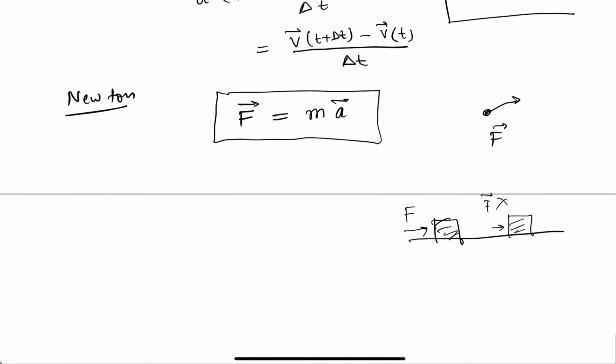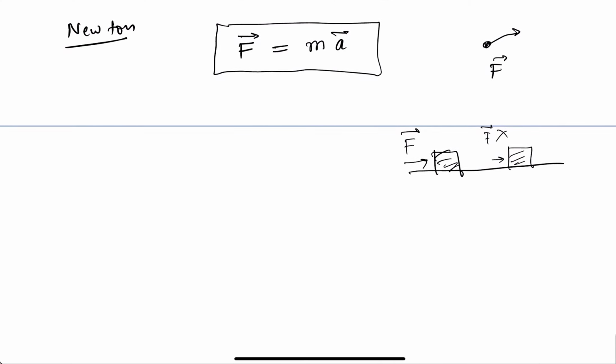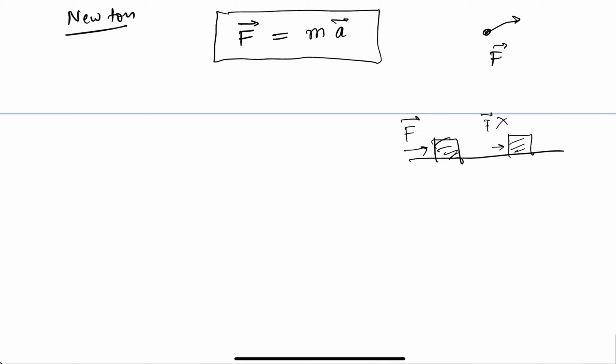So what people actually thought before Newton was that forces don't actually cause acceleration. They thought forces cause velocity, because when you apply a force on an object, the object starts moving. When you remove the force, the object stops, which means its velocity has gone to zero. So people thought that forces cause velocity rather than acceleration.